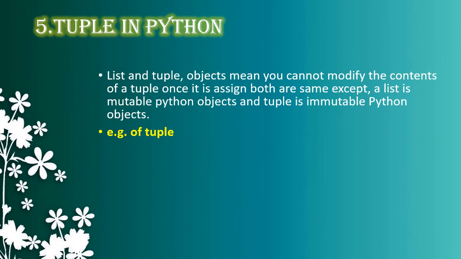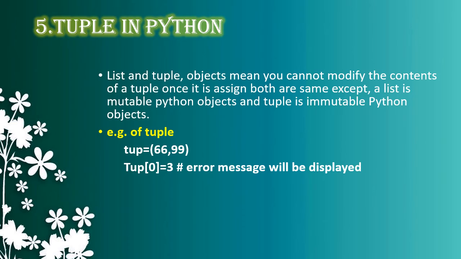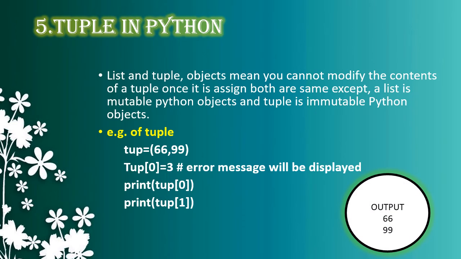Tuple is immutable, so we cannot modify it like a list. See here, tuple is 66, 99, with 0th position 66 and first position 99. Now we are trying to set tuple of 0 equal to 3, trying to change the value. It will show an error. Without that second statement, if you execute, it will print 66 and 99.